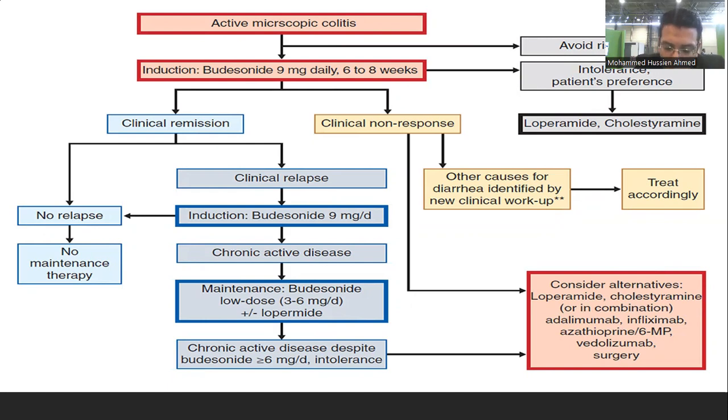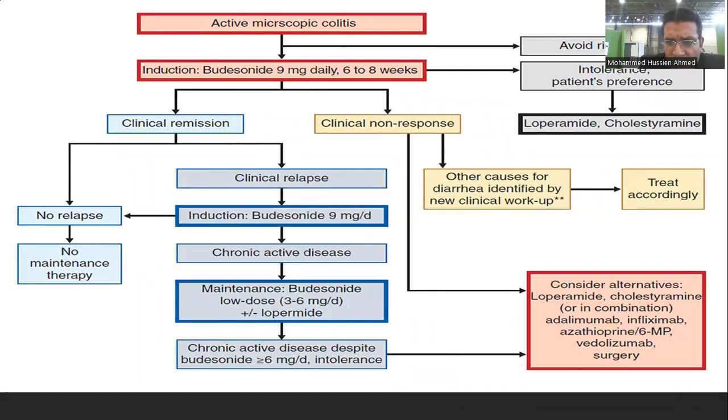In chronic cases, we have to consider that this patient is changing from active microscopic colitis to chronic active disease, and we have to maintain this patient on low-dose budesonide, 3 to 6 milligrams per day, plus or minus loperamide. Some may add 5-aminosalicylic acid as it has an anti-inflammatory effect.